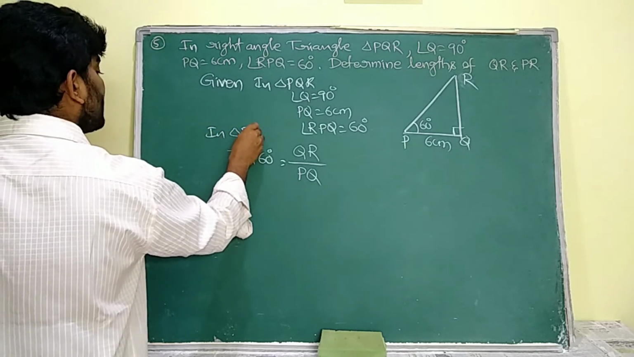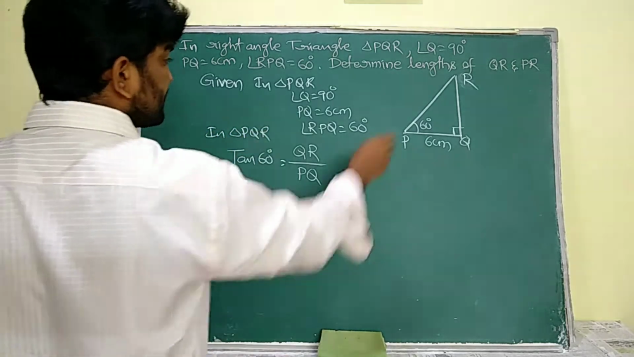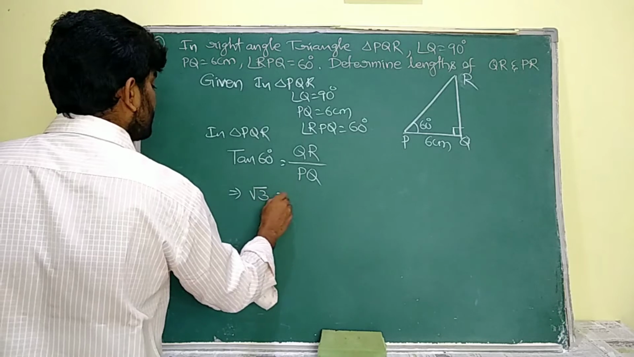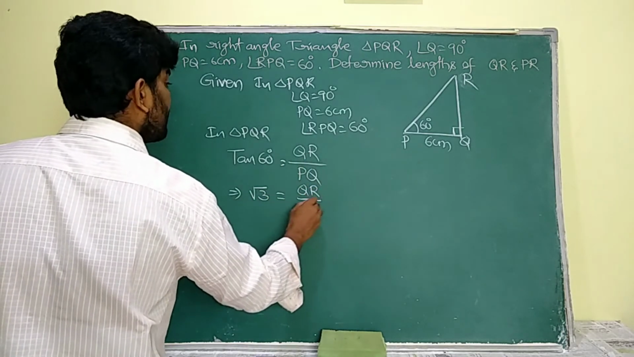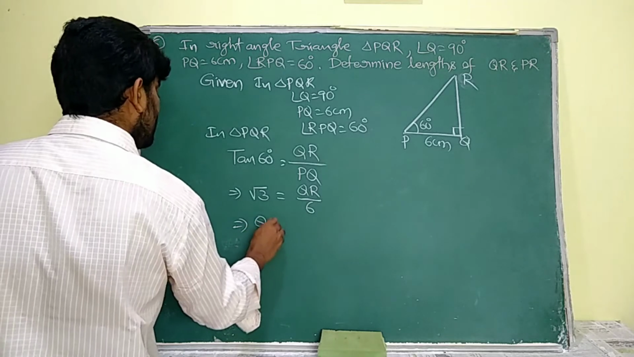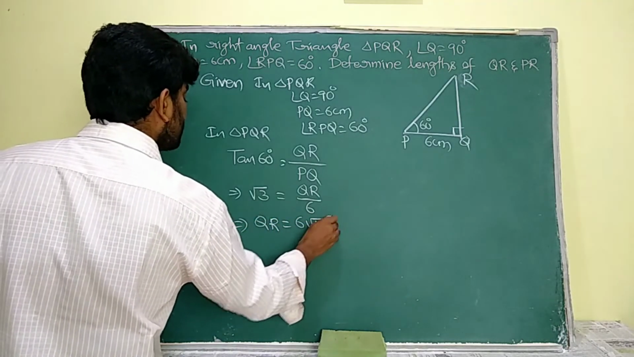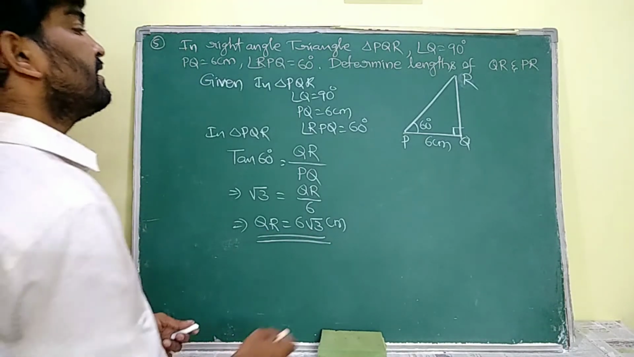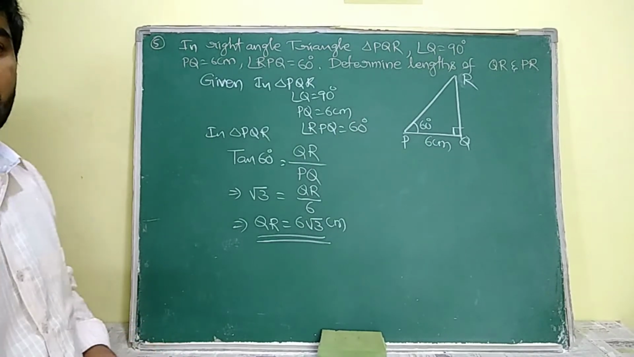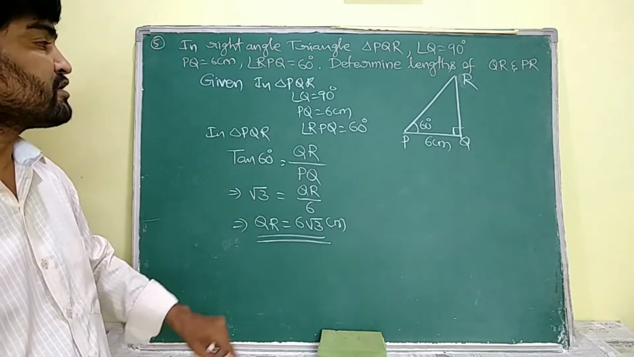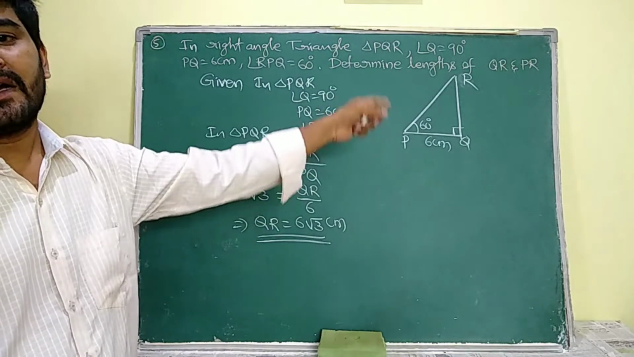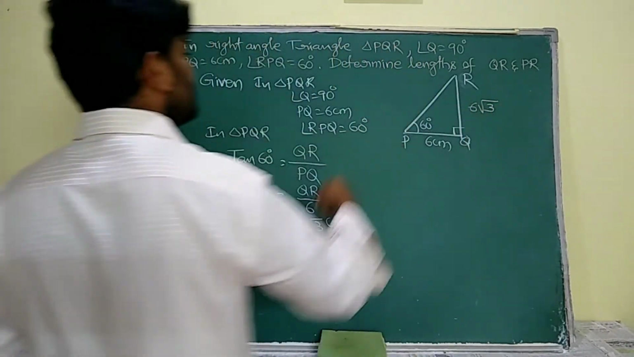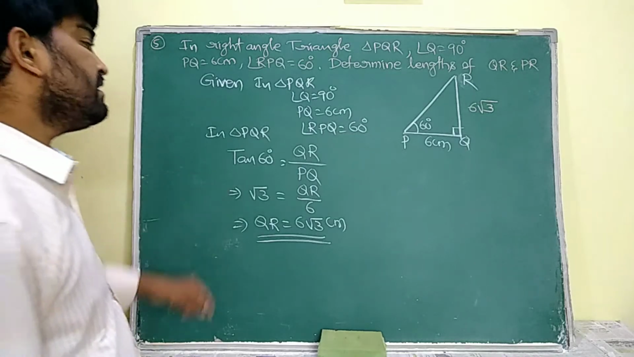In triangle PQR, tan 60 degrees is QR by PQ. We know that tan 60 is root 3, so root 3 equals QR by 6, that is QR is equal to 6 root 3 centimeters. This is the side QR. Similarly, you can calculate the side PR, or you may calculate it using the Pythagoras theorem also, because two of the sides of this right angle triangle are known to us. So you can use the Pythagoras theorem to calculate the third side, or else use the same method.